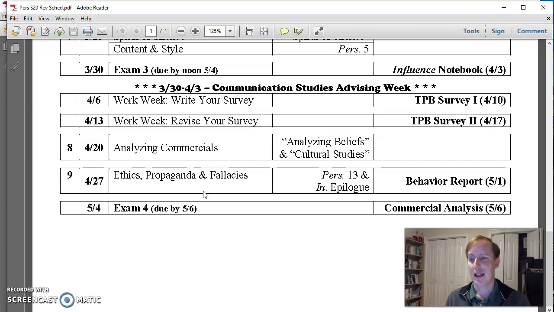The reason that TPB Survey 2 has to be turned in by the 17th, though you can turn it in earlier, is that way you have time to finish the actual project behavior report, which requires you having done TPB Survey 2 and having made further changes that I recommend. So that's what that's all about. And the commercial analysis, I think, is due about the same. It might actually be due a day earlier now. That's just because of the onslaught of grading that I'll be dealing with, having pushed these things a bit later. But that's where we are.